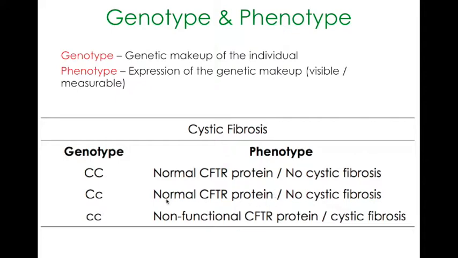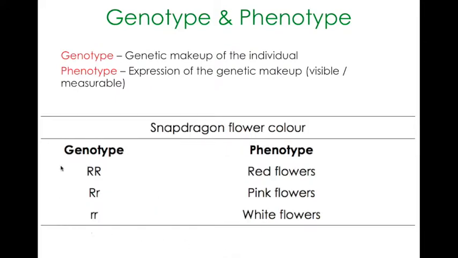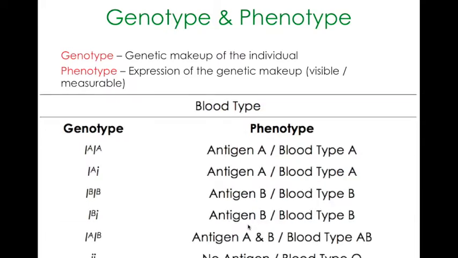normal CFTR protein. Okay, snapdragons: you can see here the genotype has three different genotypes for the snapdragon flower, but the phenotype also has three, because it is incomplete dominance. Red, pink, and white are the three traits that are actually being expressed. Blood type, once again, genotype, all the possible combinations. Notice how capital IA capital IA, and capital IA lowercase i are two different genotypes, because the genes themselves are slightly different between the two, but they result in the same phenotype, which is blood type A, or antigen A on the red blood cells. Okay, same can be said for B, AB, and then O.